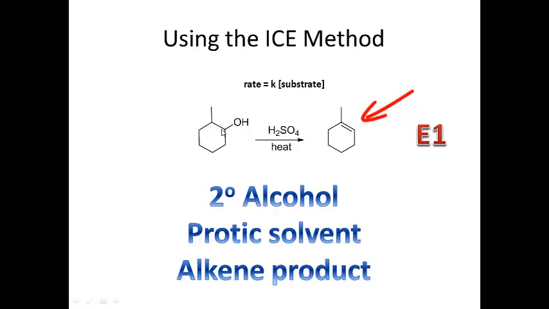But we started with a secondary alcohol. Remember, secondary can be SN1 or E1, unimolecular. We have a protic solvent, and we're using sulfuric acid. And we also have an alkene in the product.